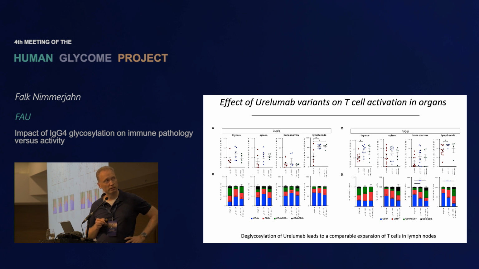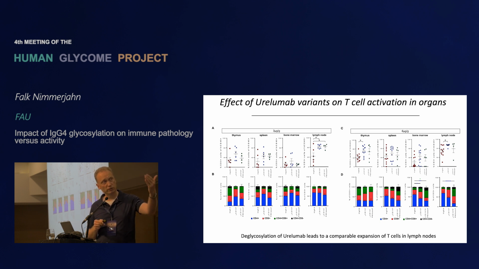if we look at the organs in FACS analysis as well. The major activity of this antibody is not acting on the bone marrow, it's not acting in the thymus. It's acting in the spleen, but it largely has this activity in the lymph nodes. So it leads to this massive expansion and proliferation of T cells in the lymph nodes. And again, if we deglycosylate this antibody, we don't see any major change here. So the antibody, despite being deglycosylated, does not lead to an inhibition of T cell proliferation in the lymph nodes.